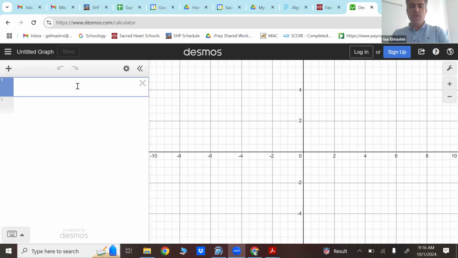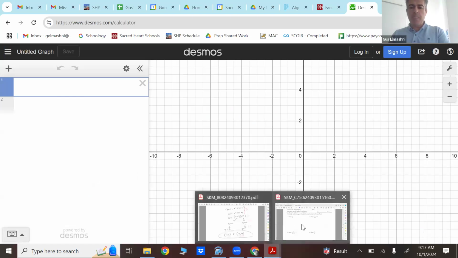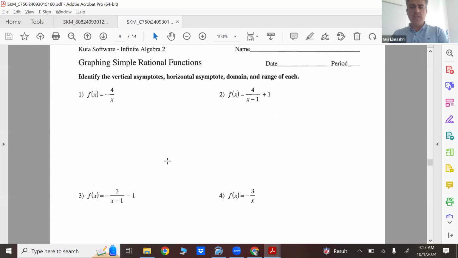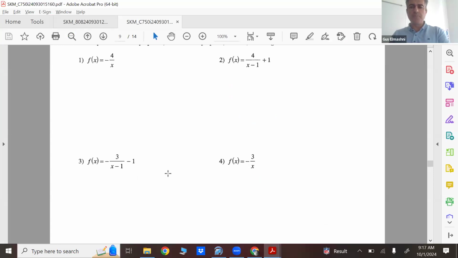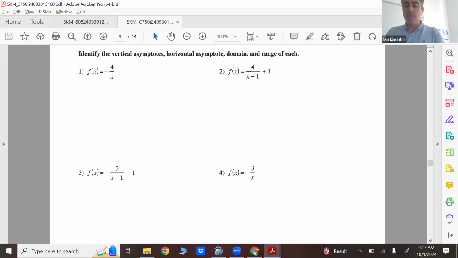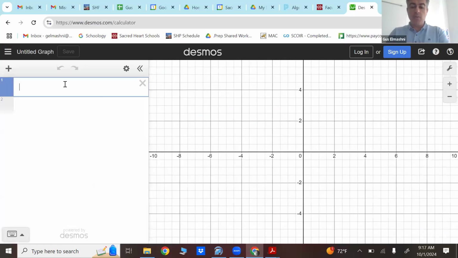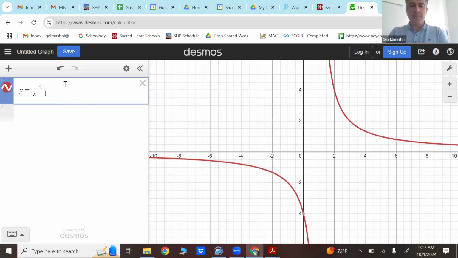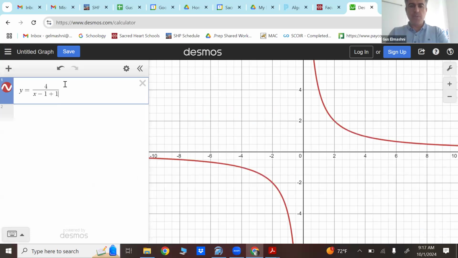Okay, so let's take a look at number 2. Punch this into your calculator. Y equals 4 over... And this is why Desmos is better, because it doesn't have the issue with the parentheses.